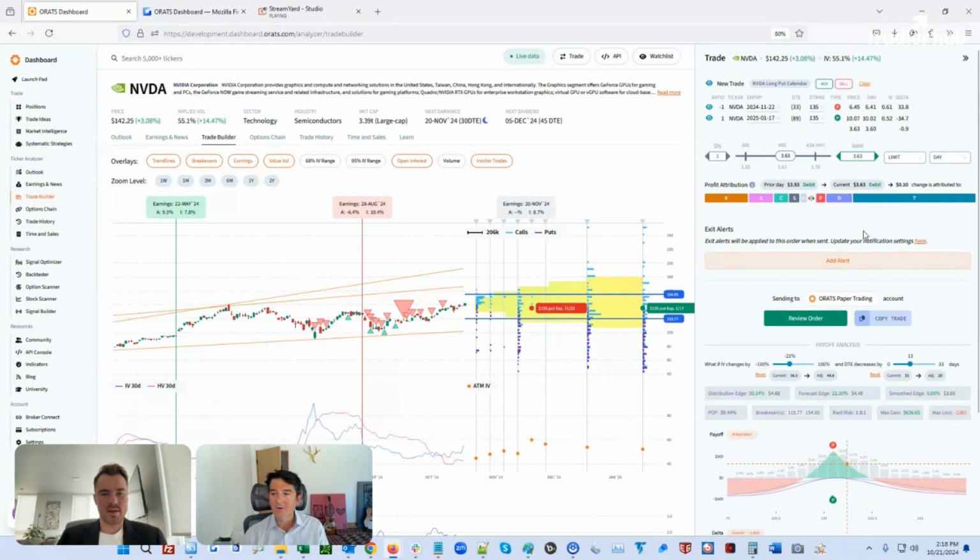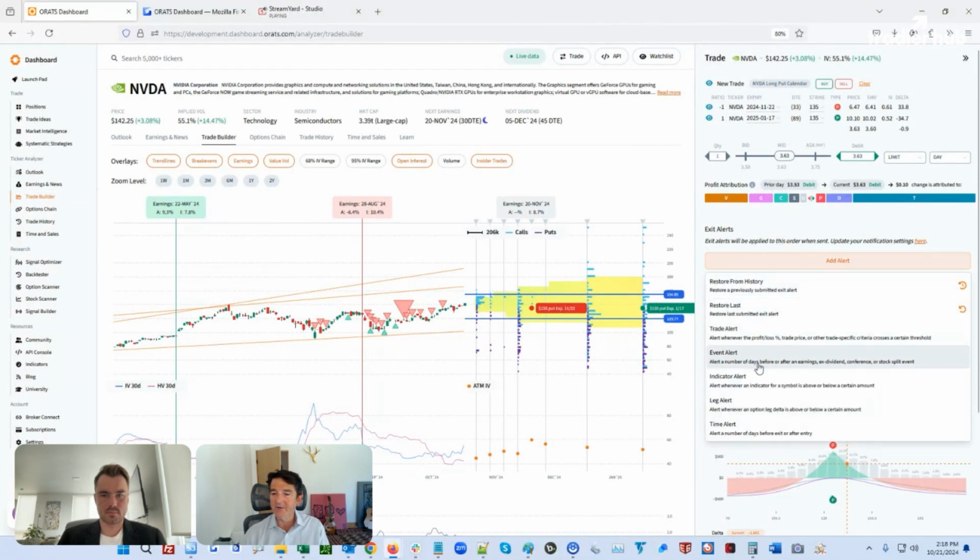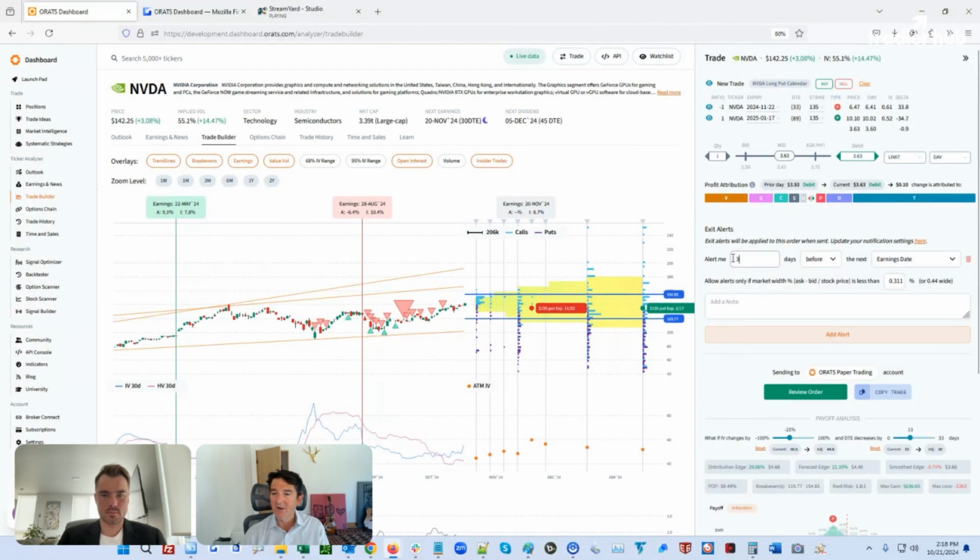And then the plan is to leave it to expiration, or what's the plan for exit? Expiration of the front one, yeah. Or I shouldn't even say that. I should say, we'll add an alert to give us an event alert, 1 day after earnings. That's smart. Yeah, T-Hub.